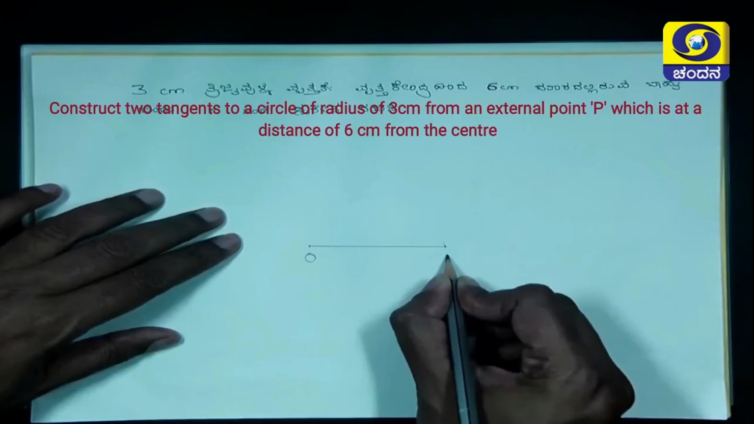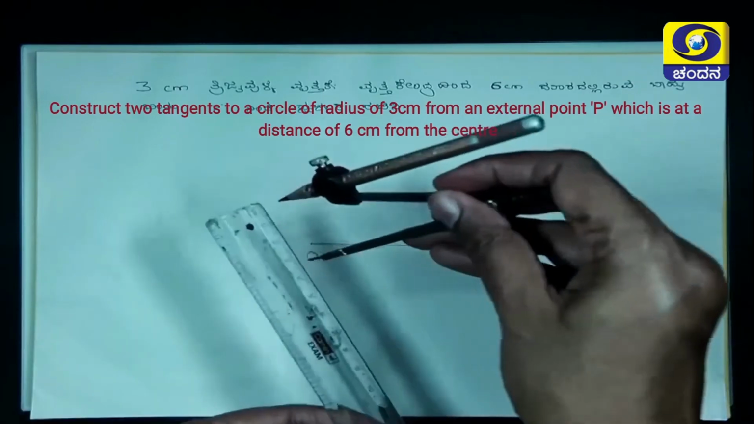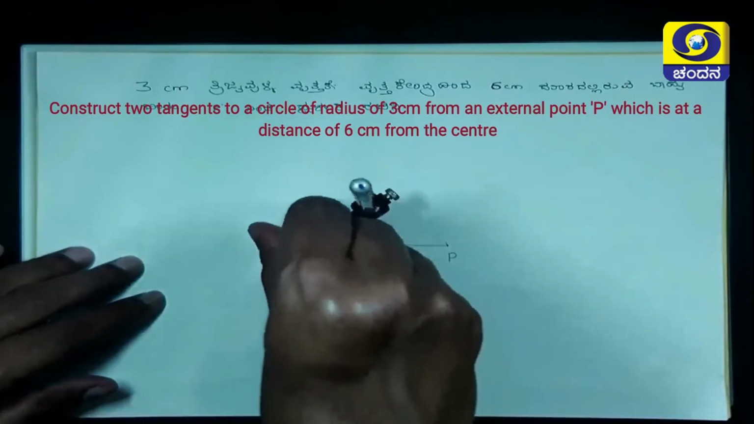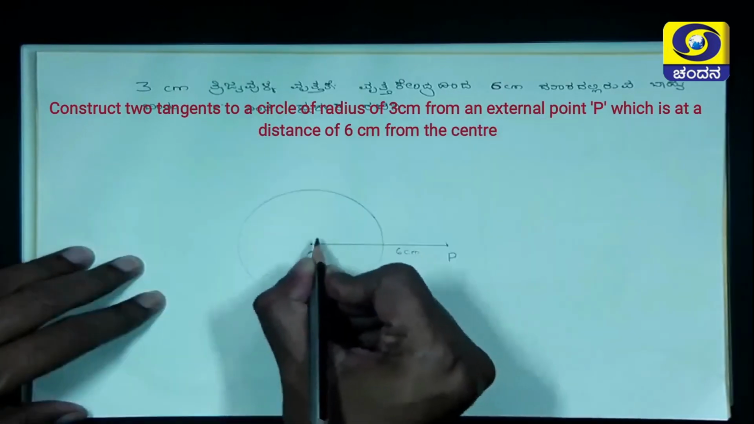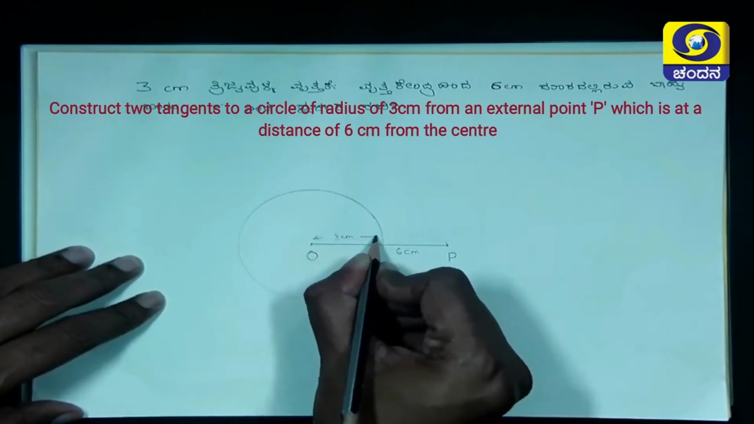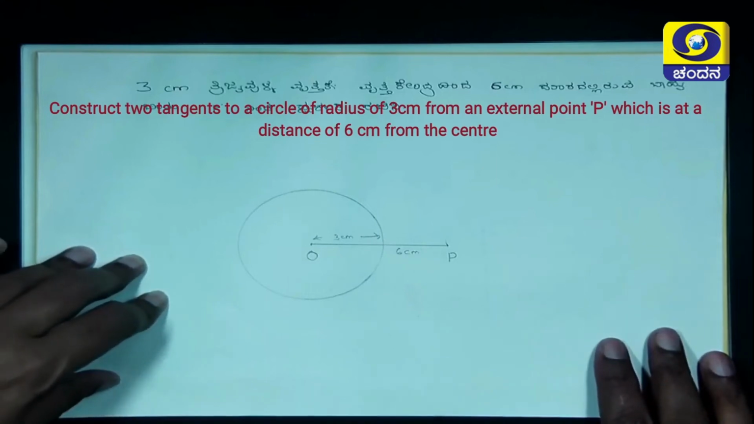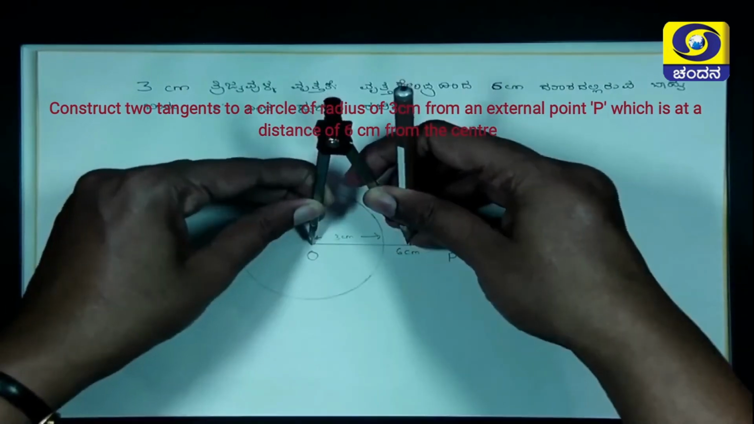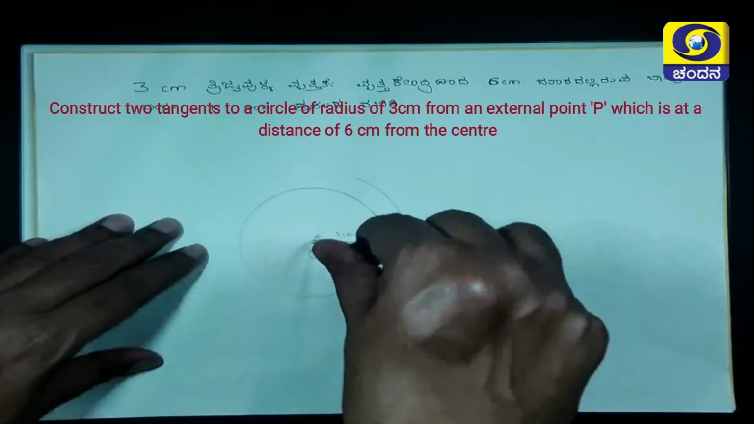O is the center of the circle and P is the external point, which is 6 centimeter away from the center. Now, we know the radius of the circle is 3 centimeter. So, we are taking 3 centimeter radius in the pair of compasses. With center as O, we are drawing a circle of radius 3 centimeter. Now, we are going to draw perpendicular bisector by taking the measurement of 3/4 of line segment OP.